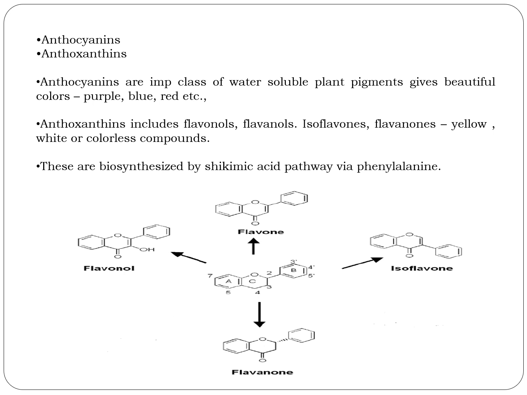Anthoxanthins include flavones, isoflavones, flavonols, which represent yellow, white or colorless compounds. These are biosynthesized by the shikimic acid pathway via phenylalanine. And here you can see the basic moieties of flavanol, flavone, isoflavone and flavanone.